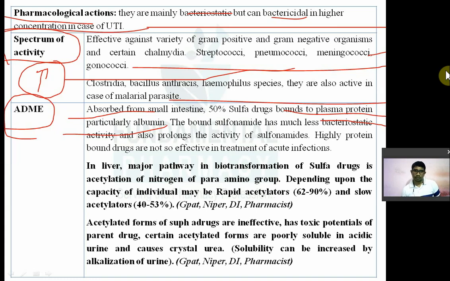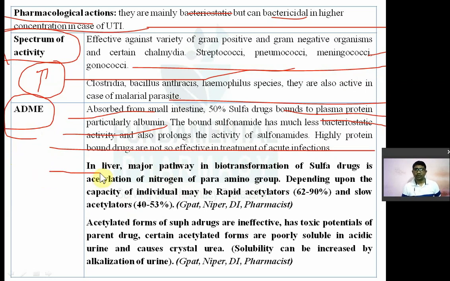Okay. So these sulfur drugs are almost completely absorbed from the GIT. 50% of sulfur drugs bind to plasma protein, particularly albumin. There might be drug distribution interaction, particularly with warfarin. Warfarin के साथ में अगर देंगे तो distribution interaction हो सकता है. Highly protein bound drugs are not so effective in the treatment of acute infection, because their action is prolonged. What is the metabolism?